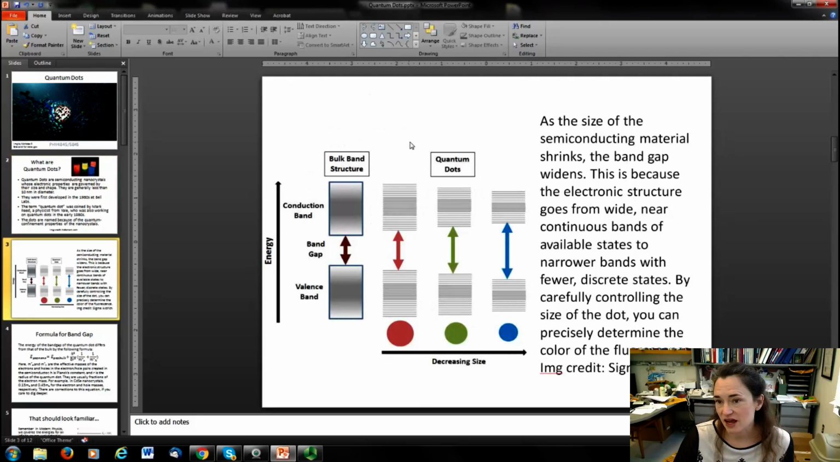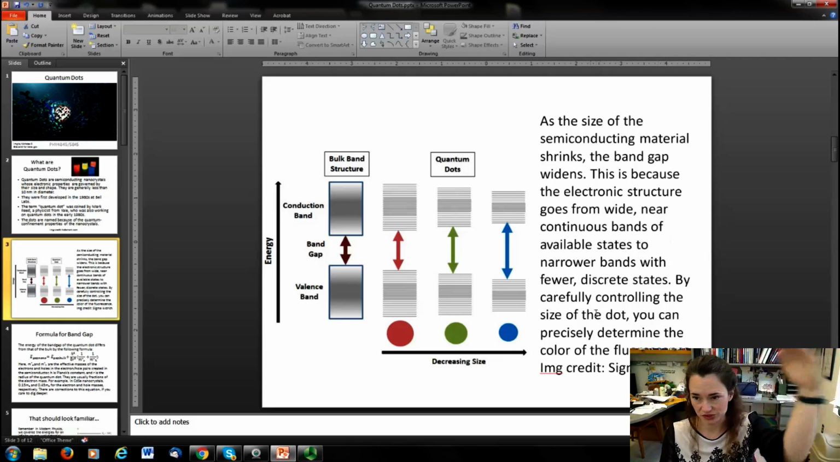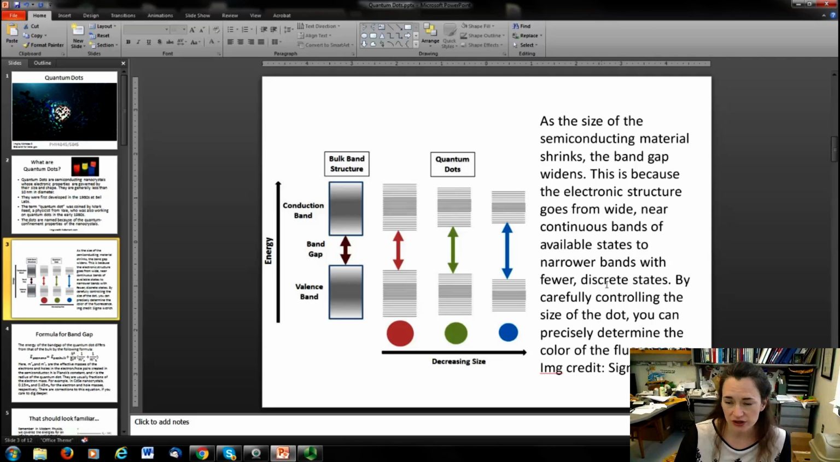Now, as the size of the semiconducting material shrinks, the band gap widens, and that's because the electronic structure goes from those wide, near continuous bands that you get in a bulk solid to the narrower bands with fewer discrete states, closer to what you might see in a molecule, right, where you have just a few jumps. Now, by carefully controlling the size of the dot, you can precisely determine the color of the fluorescence that comes out. And this makes them really useful for a wide range of applications.